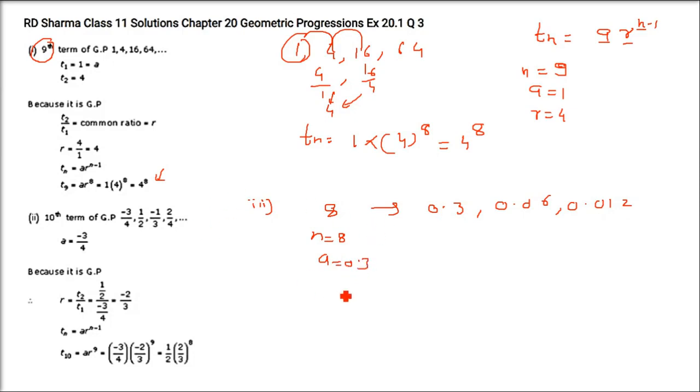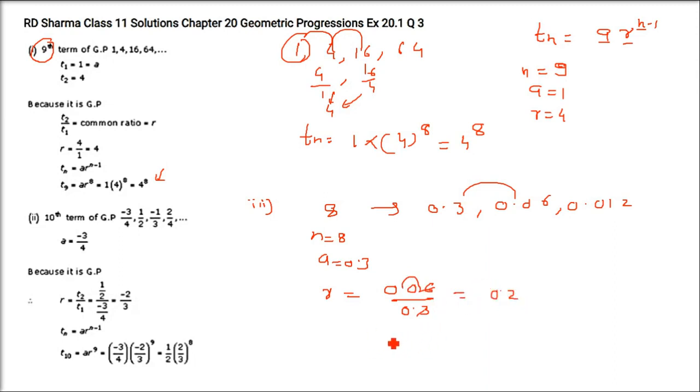A equals 0.3. And what is the R? R is 0.06 divided by 0.3. So what are you going to get? 6 by 100, 3 by 10. 0 cancels. You will get 0.2 here. 3 to the 6 and 1 point goes. What do you get? 0.2 you will get.